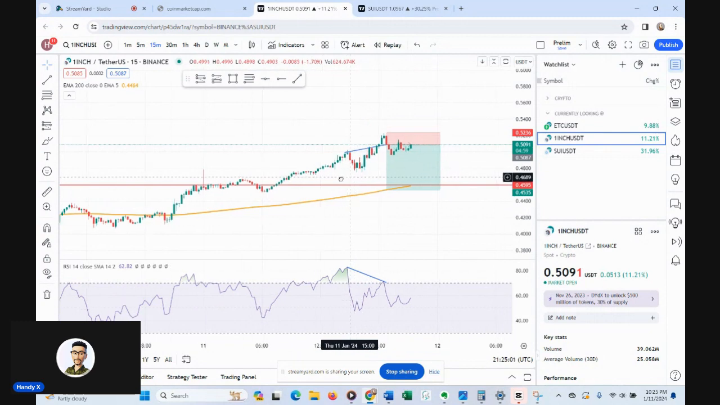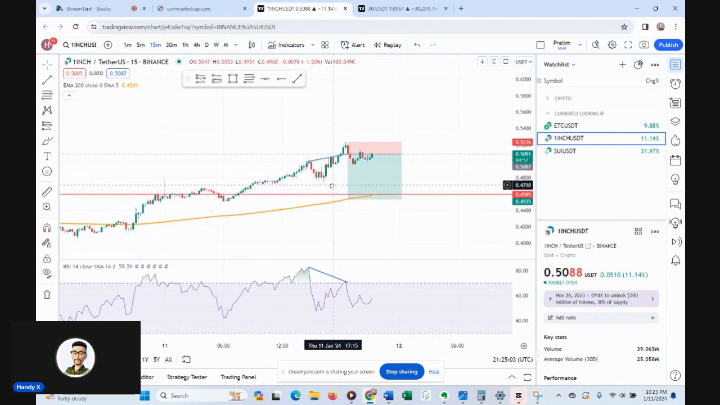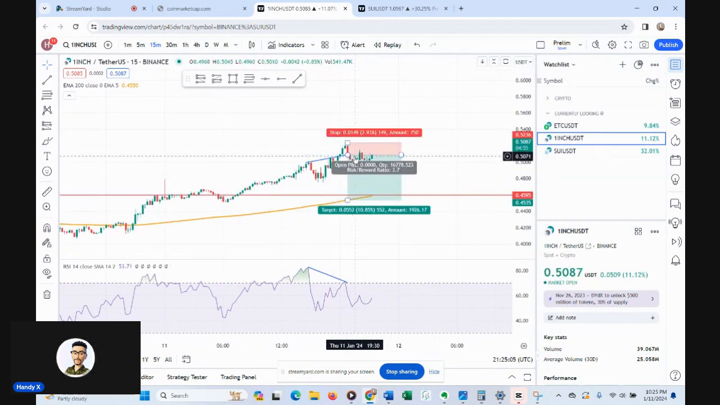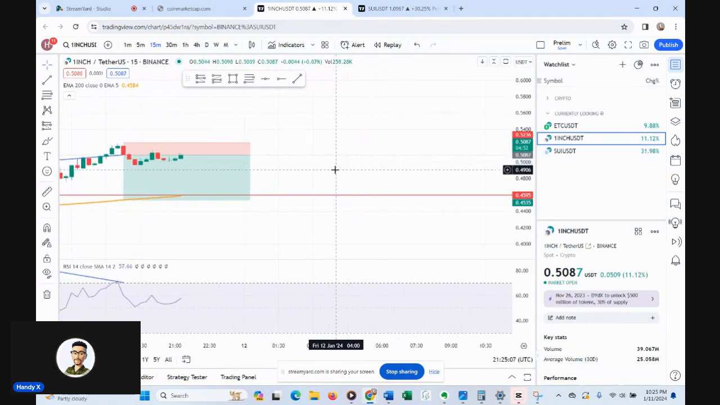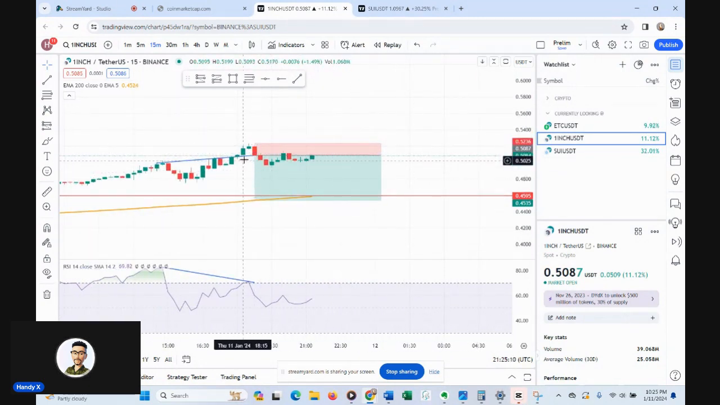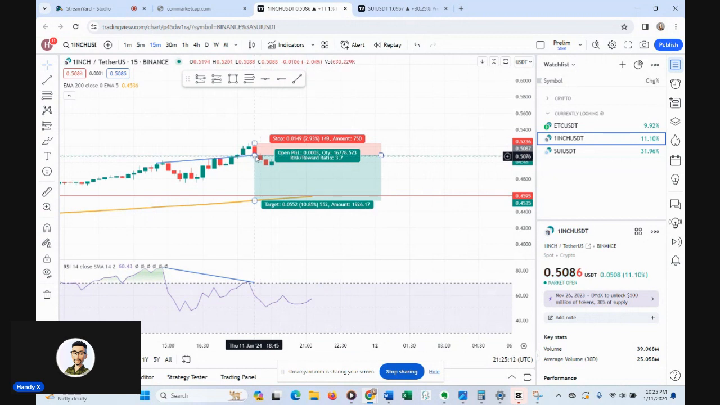And you can see, my stop loss, my entry point will be at the end of the red candle here, the bearish engulfing candle.